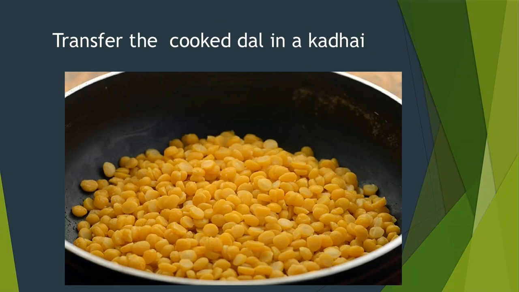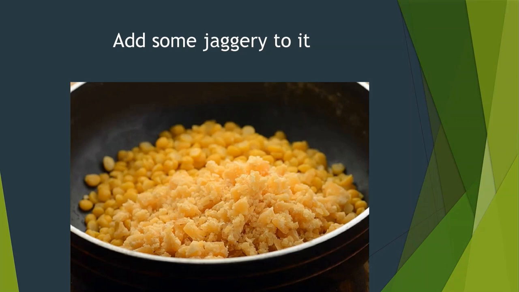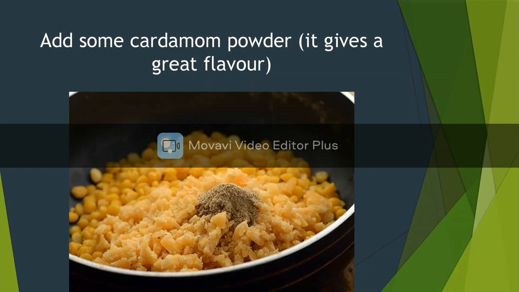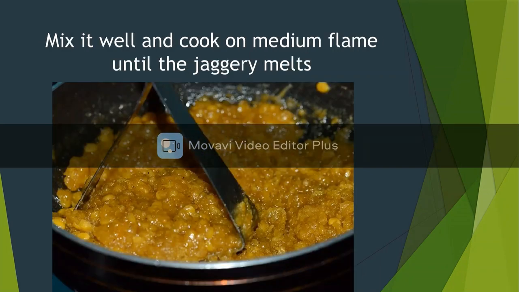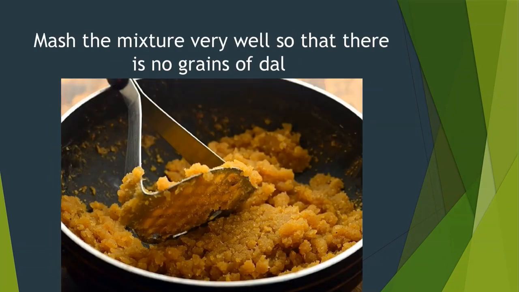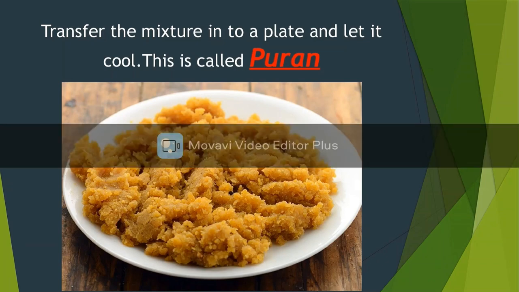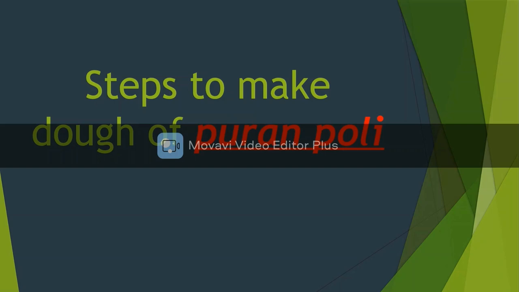Then transfer the cooked dal into a kadai. Then add some jaggery to it. Then add some nutmeg powder. Then add some cardamom powder. It gives a great flavor. Mix it well and cook on medium flame until the jaggery melts. Mash the mixture very well. Transfer the mixture onto a plate and let it cool. This is called puran. Now let's see the steps to make the dough of puran poli.